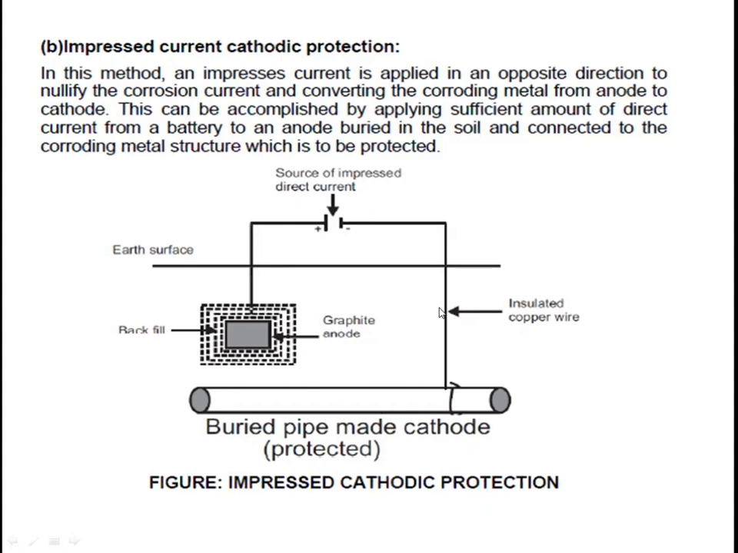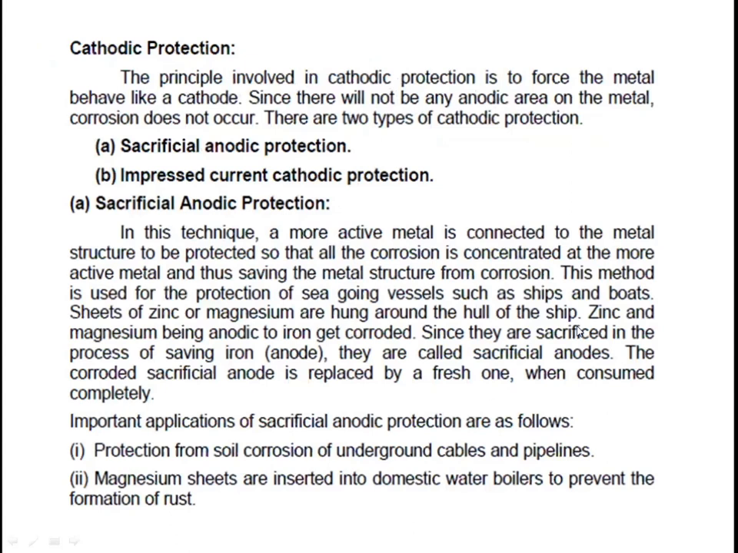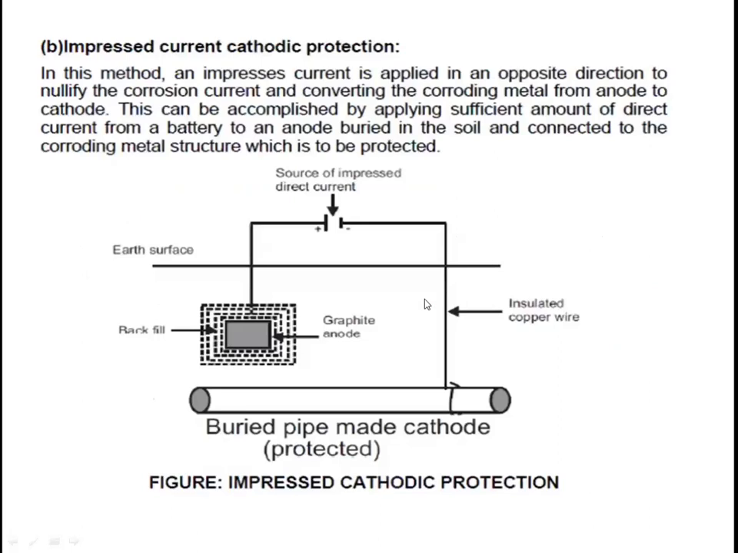This is about how corrosion can be prevented by using these two methods, the sacrificial method and impressed current cathodic protection. Once again, in sacrificial anodic protection, the anode will sacrifice itself to protect the cathode. Impressed current cathodic protection is where the metal to be protected is connected in the opposite direction with a nullifying current, converting the corroding metal from anode to cathode.